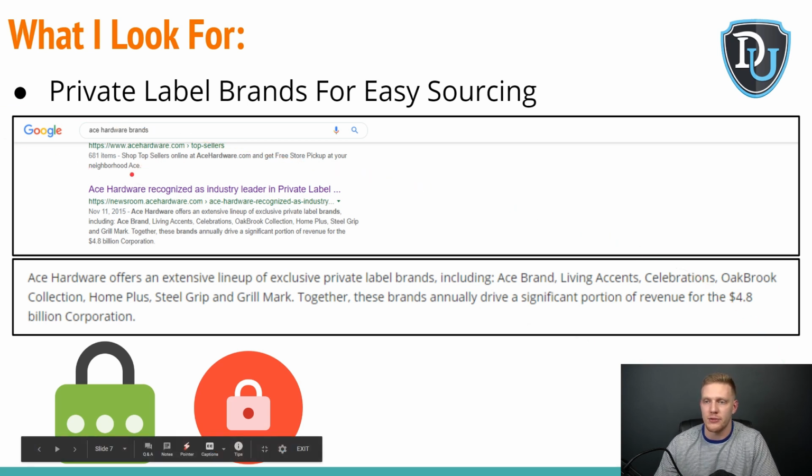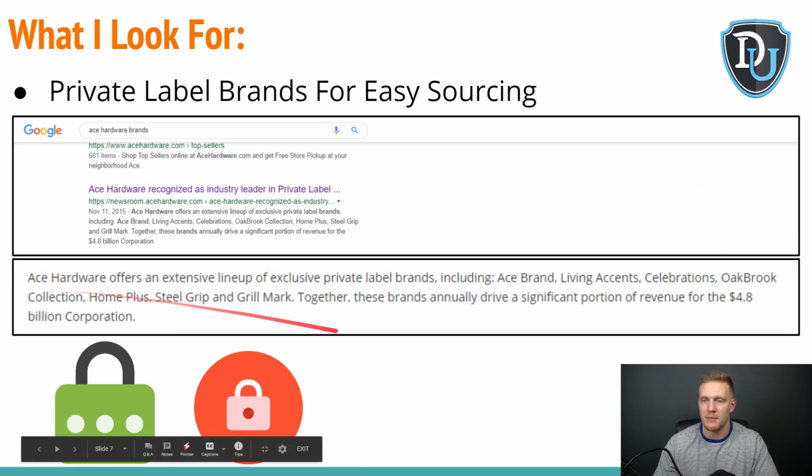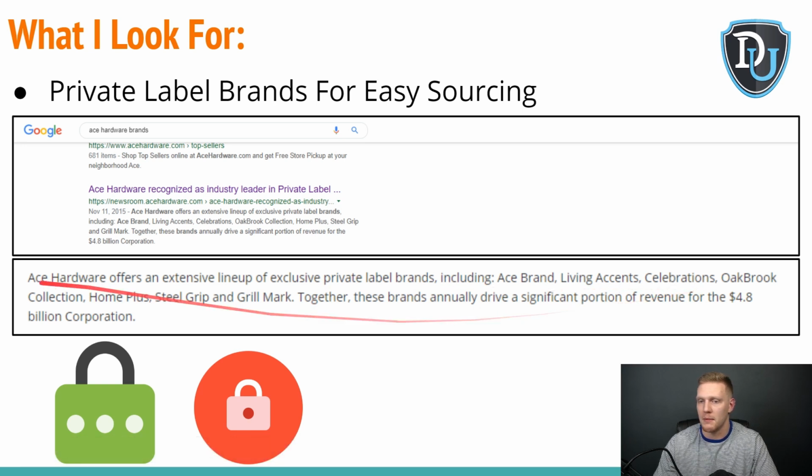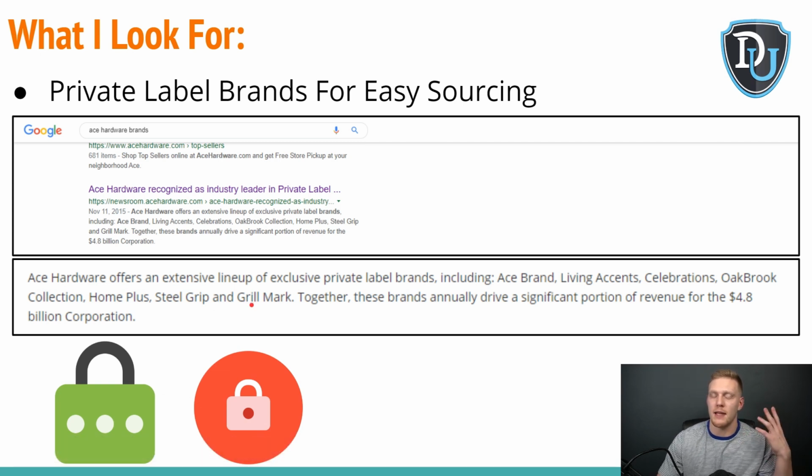You type it in. I scrolled down to maybe the 5th or the 6th result here. And there we are. Ace Hardware recognized as industry leader in private label. I'm assuming the next word was brands there. So I clicked on it. It does say it right here. But I clicked on it and got what it says from the website: offers an extensive lineup of exclusive private label brands, including, there you go, Ace brand, and so on. All these brands are Ace Hardware's private label brands.